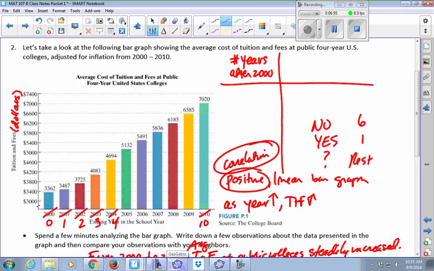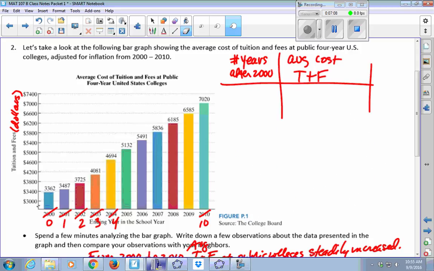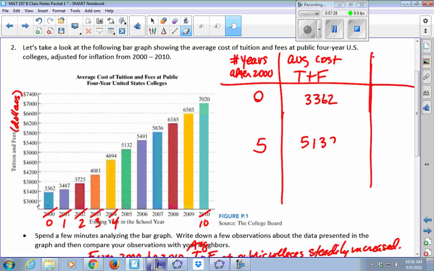And then the vertical axis is measuring the average cost of tuition and fees. So let me clear this up a little bit here. If we were going to record our actual values in the year 2000, which was given the number 0, the tuition and fees were $3,362. And let's pick a year like 5. The year 2005 was 5,132. And again, how I got each of these is I took 2005 and I subtracted 2000 from it.